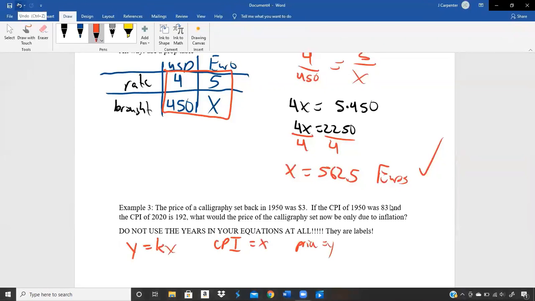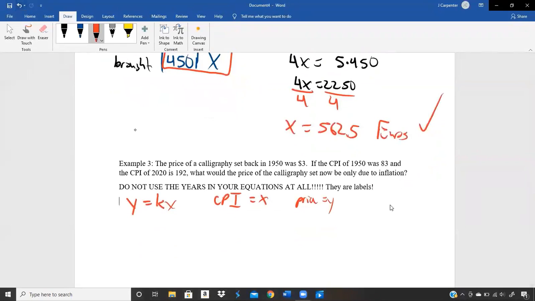Now, how do we know what numbers to pair together? Well, based on the year. 1950 was a $3 price and a CPI of 83. So let's put those together. So for the 1950, the Y was the price, that's 3 equals, K is K for now, and the X is the CPI of 83. Now we're going to have to divide both sides by 83.